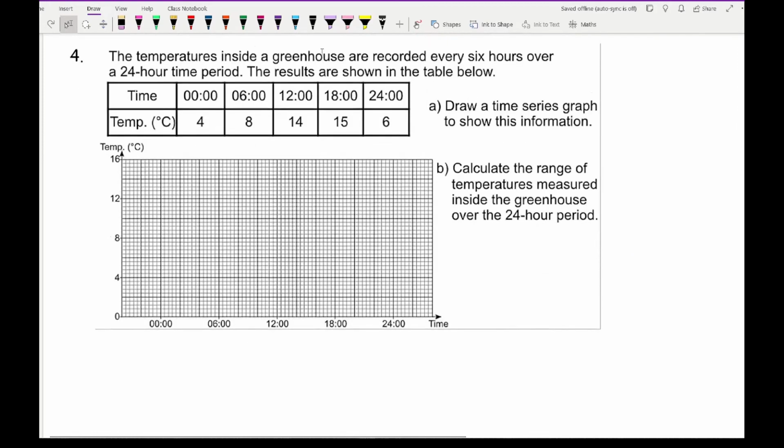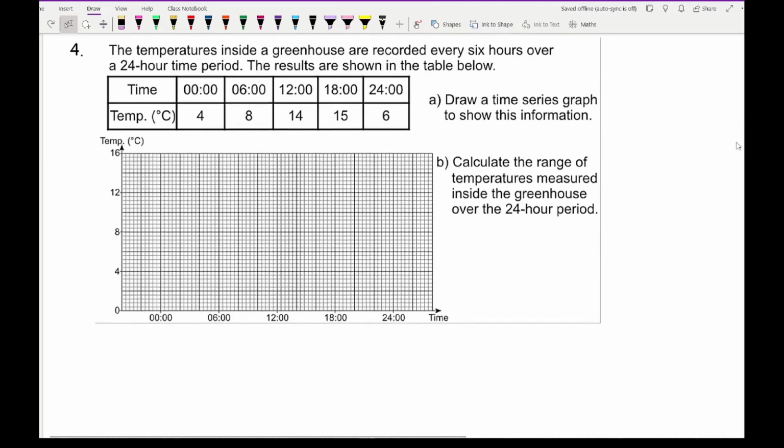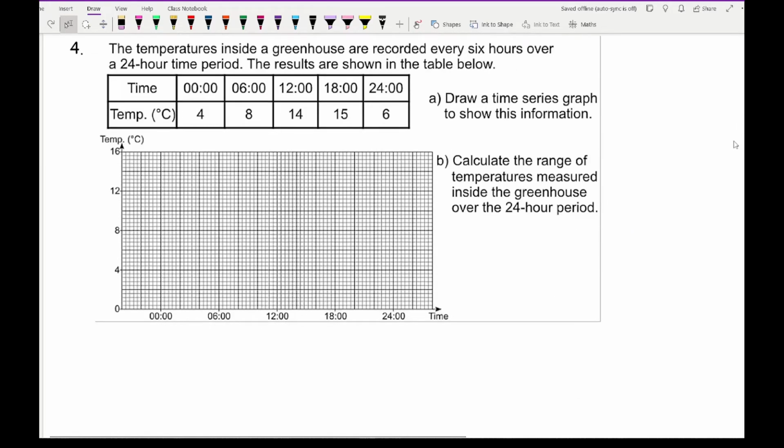Moving on to question 4, it says that the temperatures inside a greenhouse are recorded every 6 hours over a 24-hour period. The results are shown in the table. And the question is asking us to draw a time series graph to show the information. So here at midnight, it's at 4 degrees. So I'm just going to do a little X there.